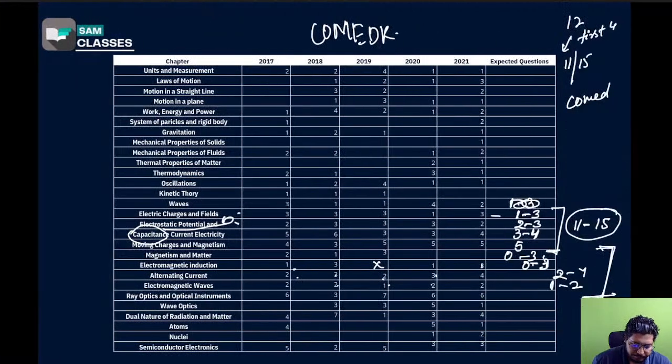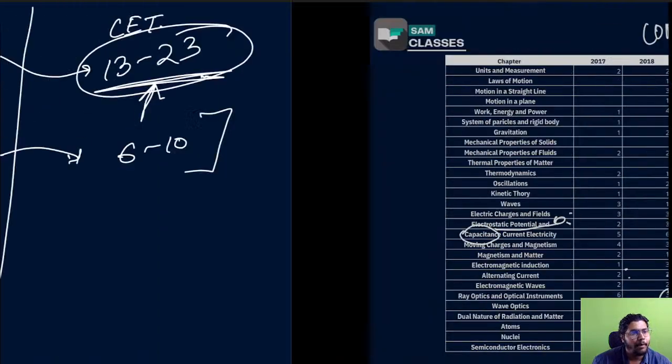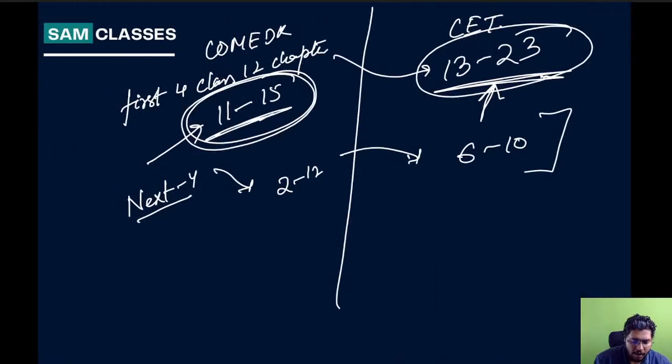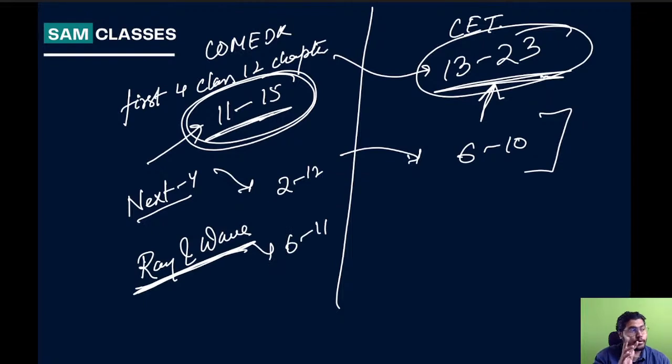Next, if you see ray optics, wave optics, very, very important for Comedk. Each year 6 marks, 10 marks, 11 marks, 7 marks. So if you combine these two, minimum 6, maximum 11. Very important, ray optics and wave optics students for Comedk, ray and wave. For those who are preparing for Comedk, ray and wave, never leave it, because 6 to 11 the range is just 2 chapters. Okay, 2 chapters, 6 to 11, very, very, very important.